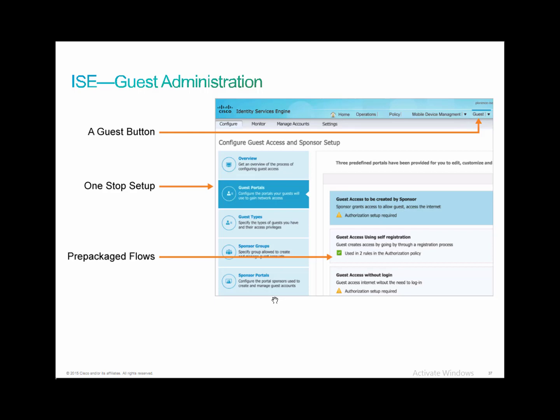The guest button, the one that you see highlighted there at the top right of the screen, is going to get you to an overview of the steps that are required for guest access: the guest portal, creating the guest workflows, the guest types, sponsor groups, etc. We won't get into all the specifics here.